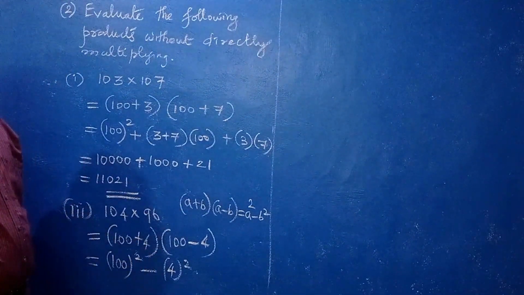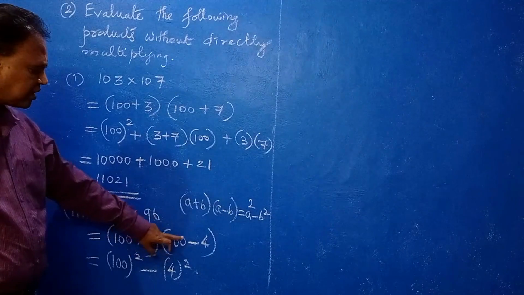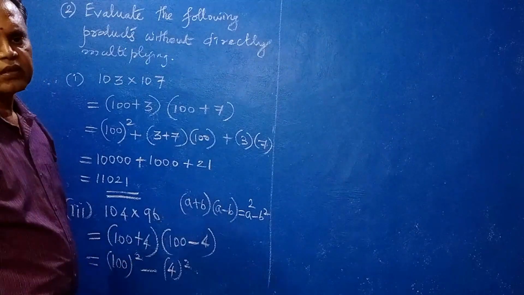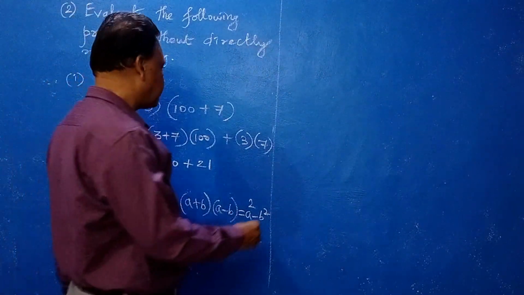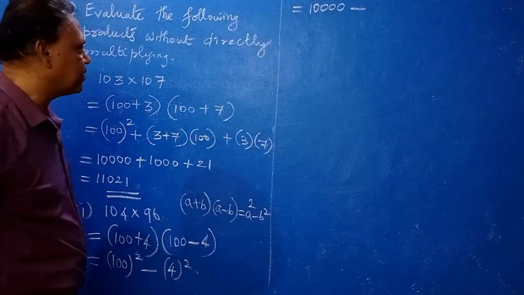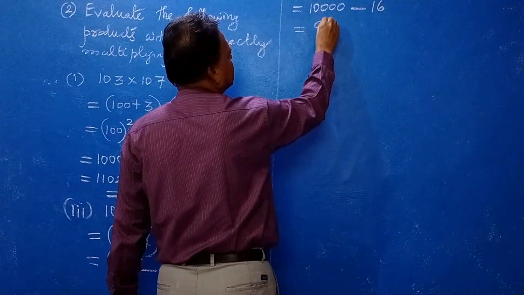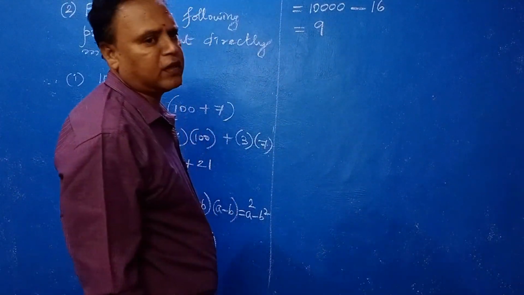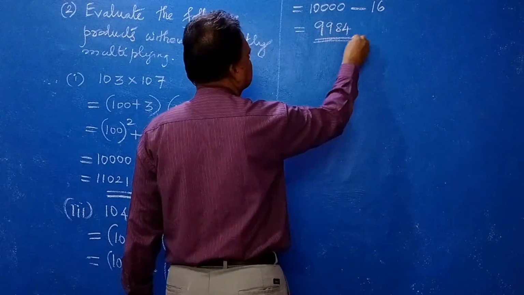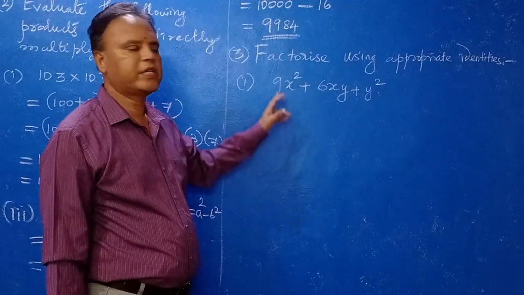Clear? Understand? So if you have first term plus second term and the same thing, first term minus second term, if you have the same thing it means you have to square it and subtract. That's all. That is the concept. Now you square it. How much will it come? 10,000 minus 16. Therefore, subtract means 9,984. Right?